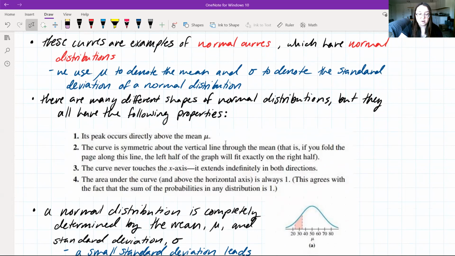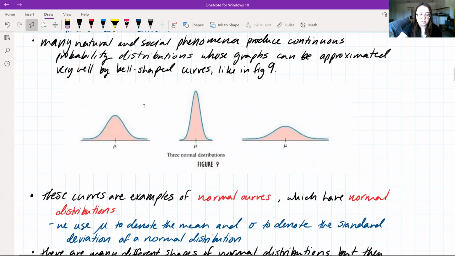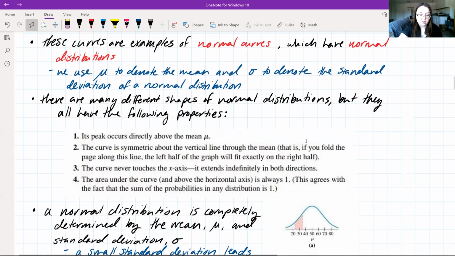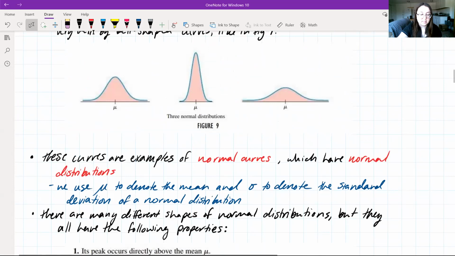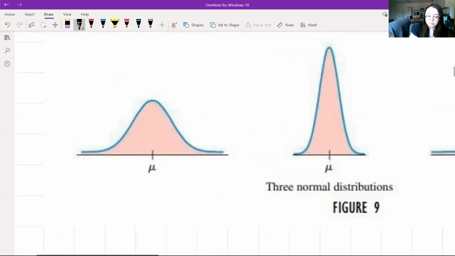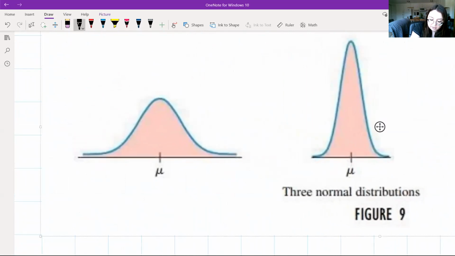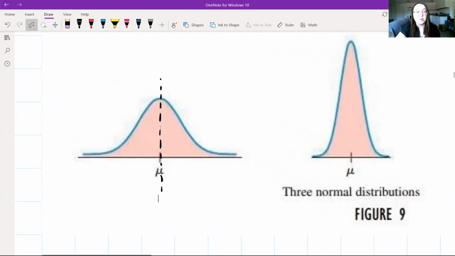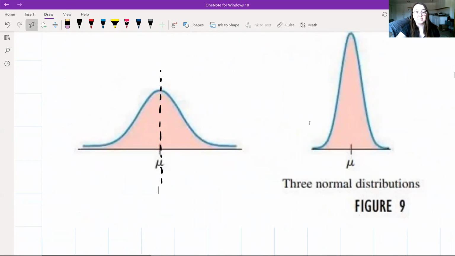Number 1 is that its peak occurs directly above the mean mu, just like each one of these in figure 9. Number 2, the curve is symmetric about the vertical line through the mean. That is, if you fold the page along this line, the left half of the graph will fit exactly with the right half. That means that in figure 9, if we took our very first graph and made a fold along the mean, it would look the same on both sides.